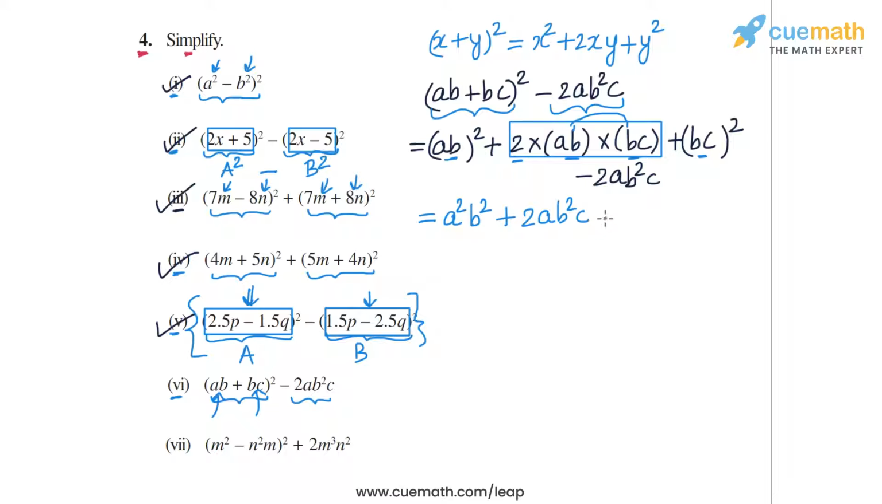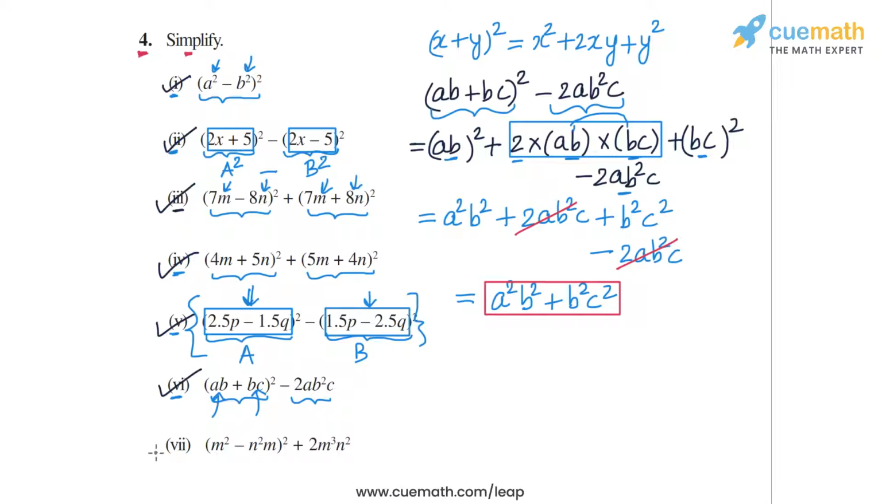Then we have bc whole square, which will be b square c square, and then we have minus 2a b square c. And now in these terms we see that the second term, 2ab square c, and the fourth term, minus 2ab square c, these two terms cancel out, and we are only left with a square b square plus b square c square. So this expression is the simplified form of the expression in part 6. So part 6 is done.